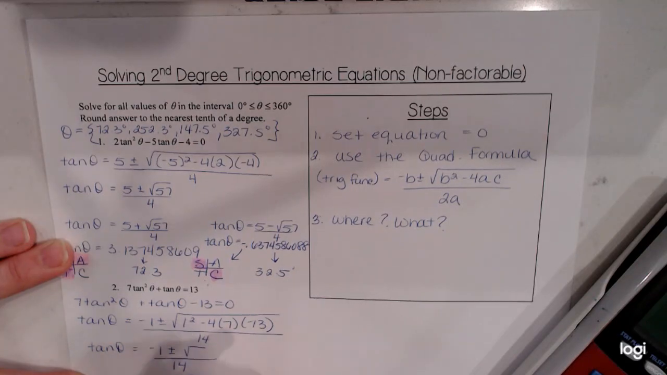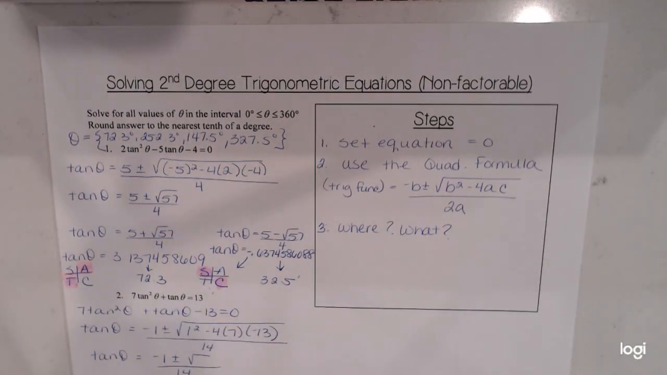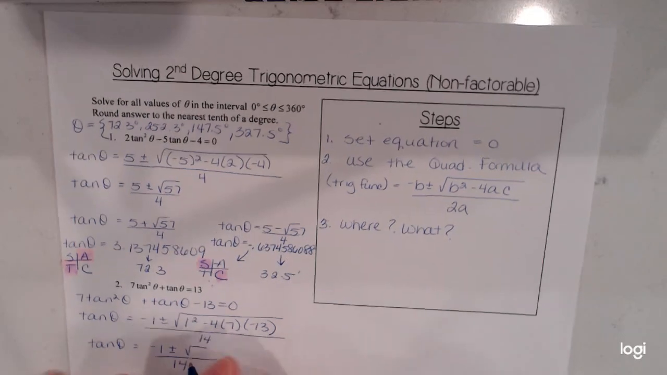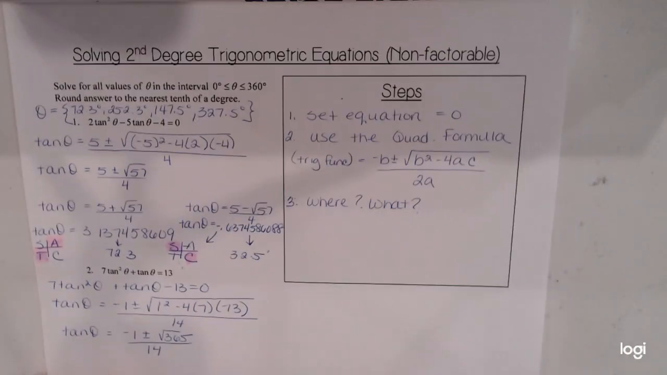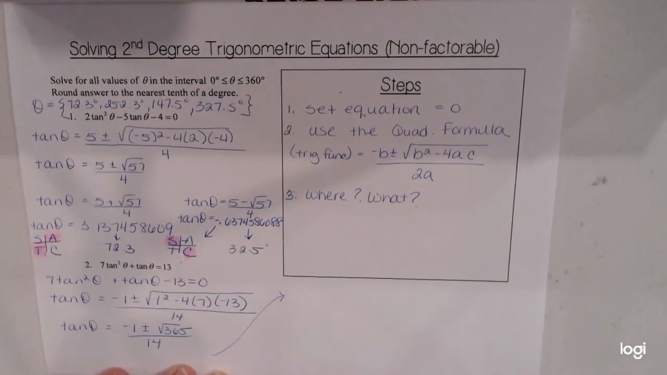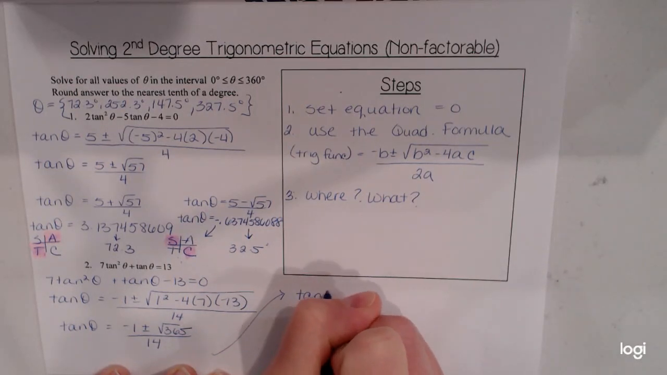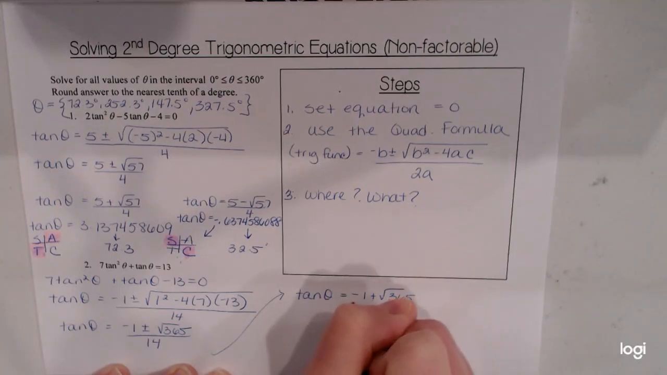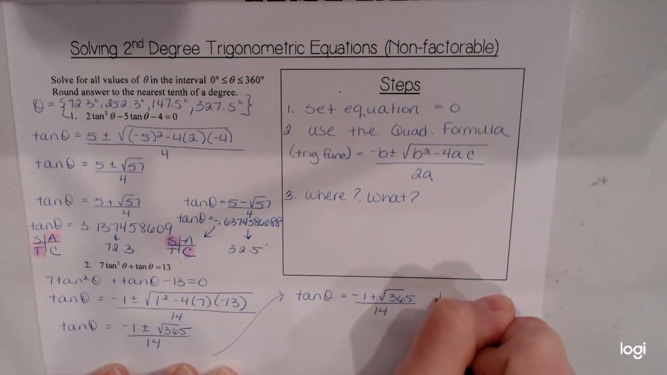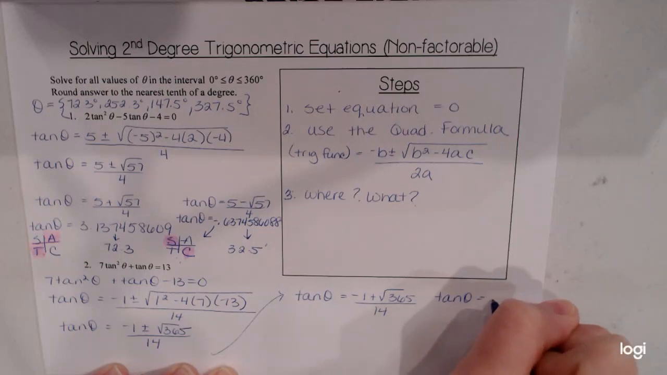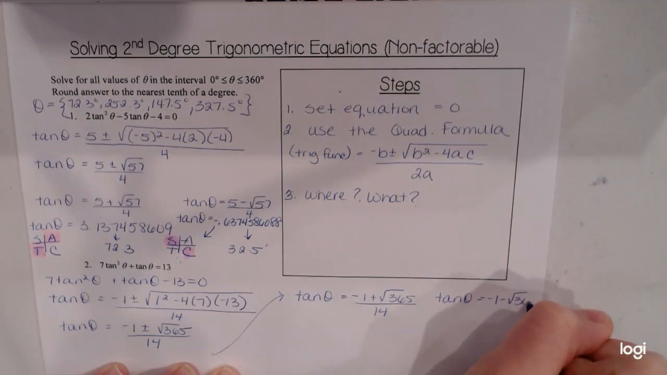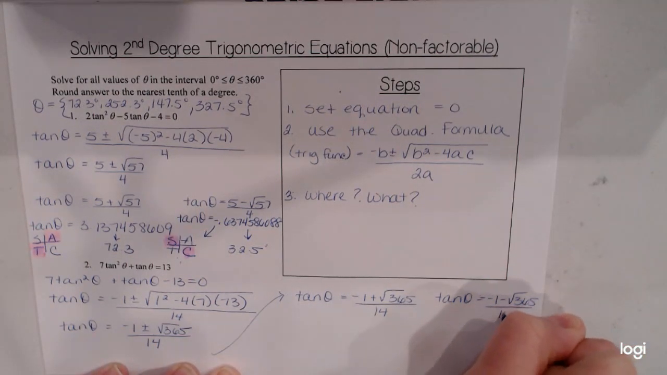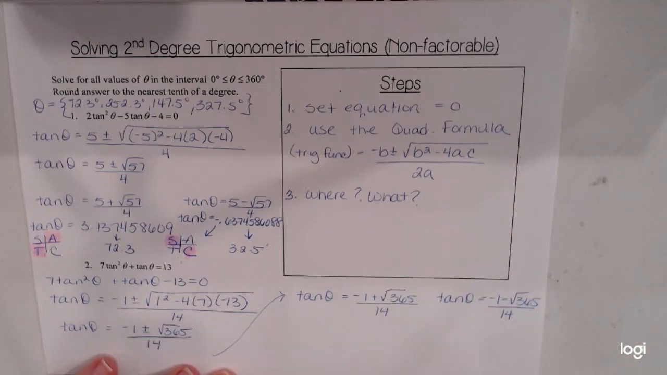Going to our calculator, we're just going to type the numbers that are underneath the square root. So we have 1 squared minus 4 times 7 times negative 13, which gives us 365. I'm going to bring my question over to here. So this is tangent theta equals negative 1 plus radical 365 over 14, and tangent theta equals negative 1 minus radical 365 all over 14.